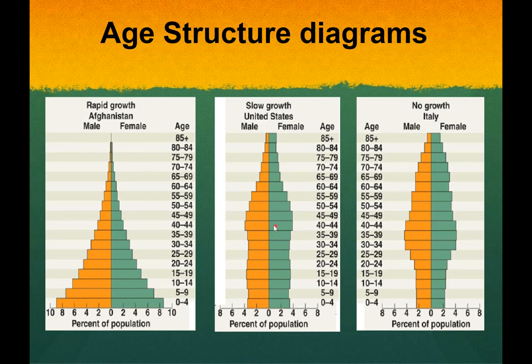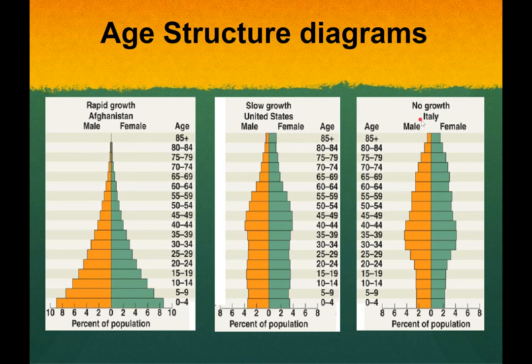But it looks like most of our individuals are around the 40 to 44 age range. So about 4% male, 4% female. So 8% of the population is 40 to 44. But we do still have quite a few people that are alive, 85 and plus. Definitely more females than males.